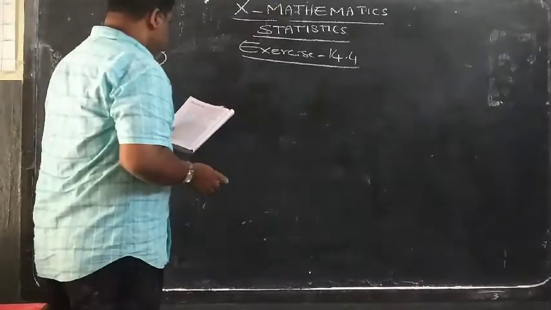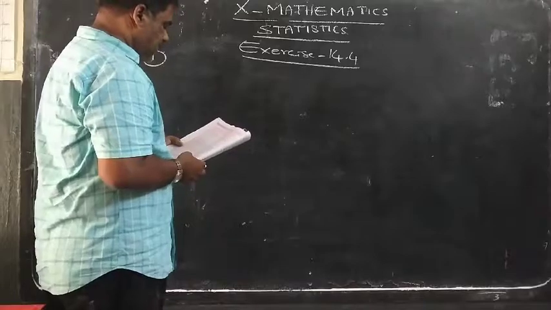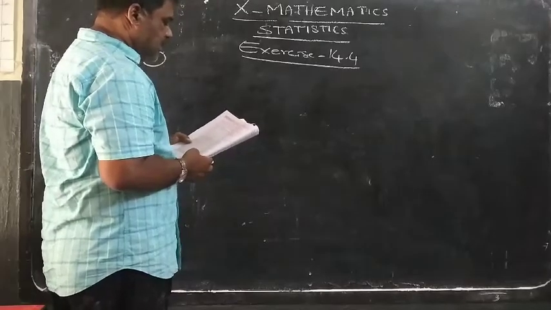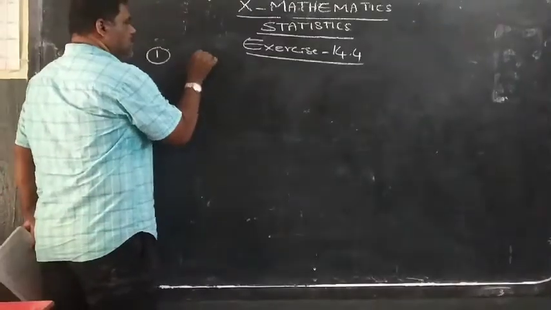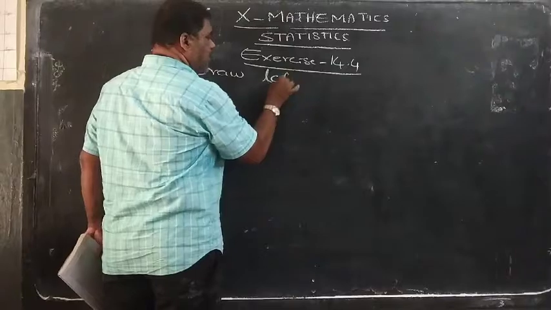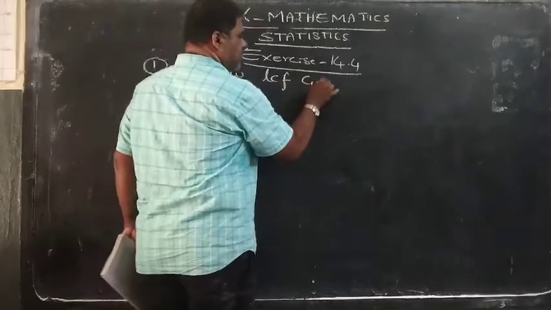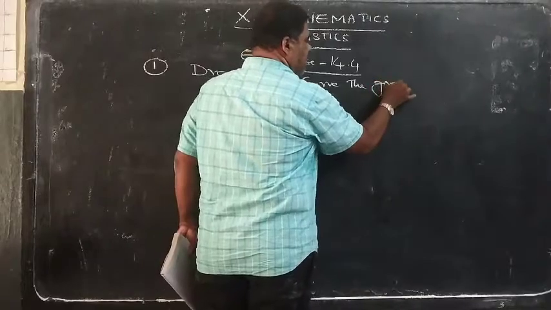The following distribution gives the daily income of 50 workers at a factory. We have to construct a less than cumulative frequency curve for this data. So draw a less than cumulative frequency curve for the given data.